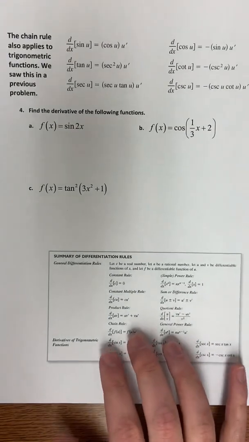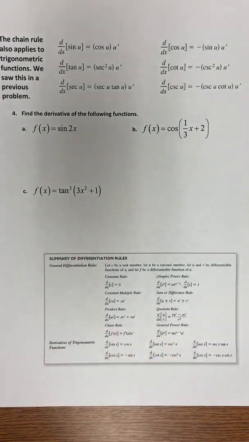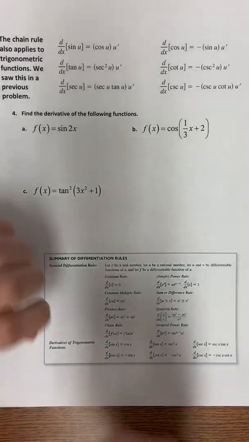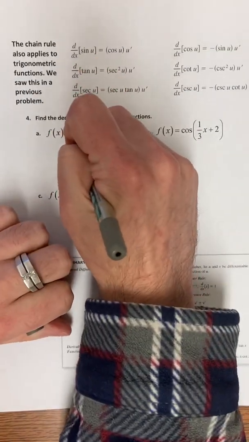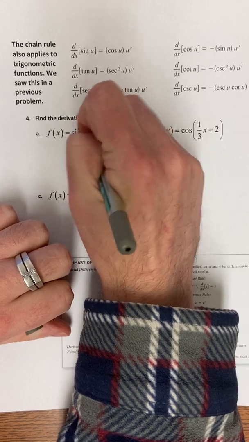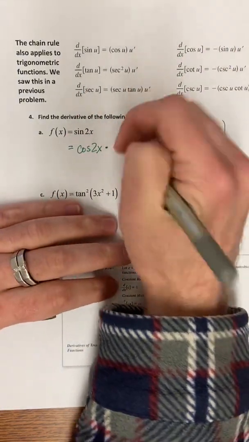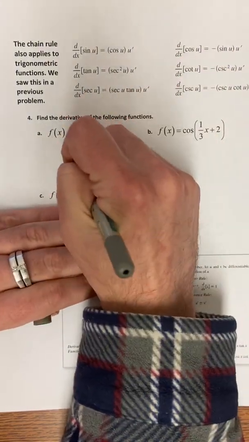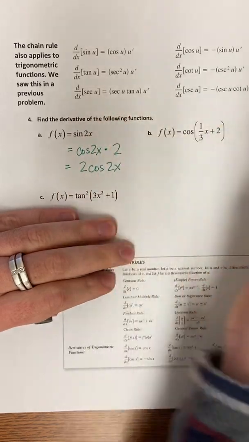And lastly, even though we've seen it, they make an extra section about applying the chain rule to trig functions. And if we look at the trig functions and we want to apply the chain rule, it's the same kind of idea. The derivative of sine of 2x, for example, is cosine of 2x times the derivative of my inside function 2x, which is 2. So this is 2 cosine 2x.